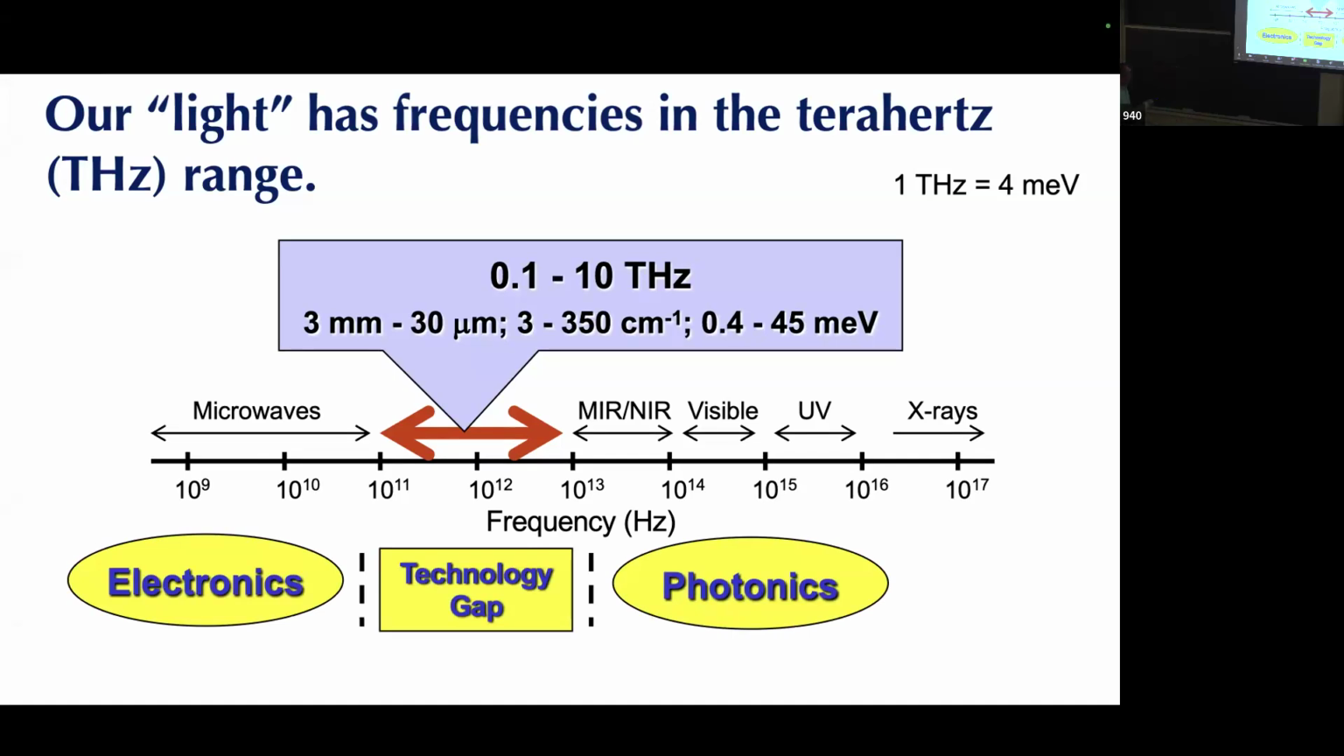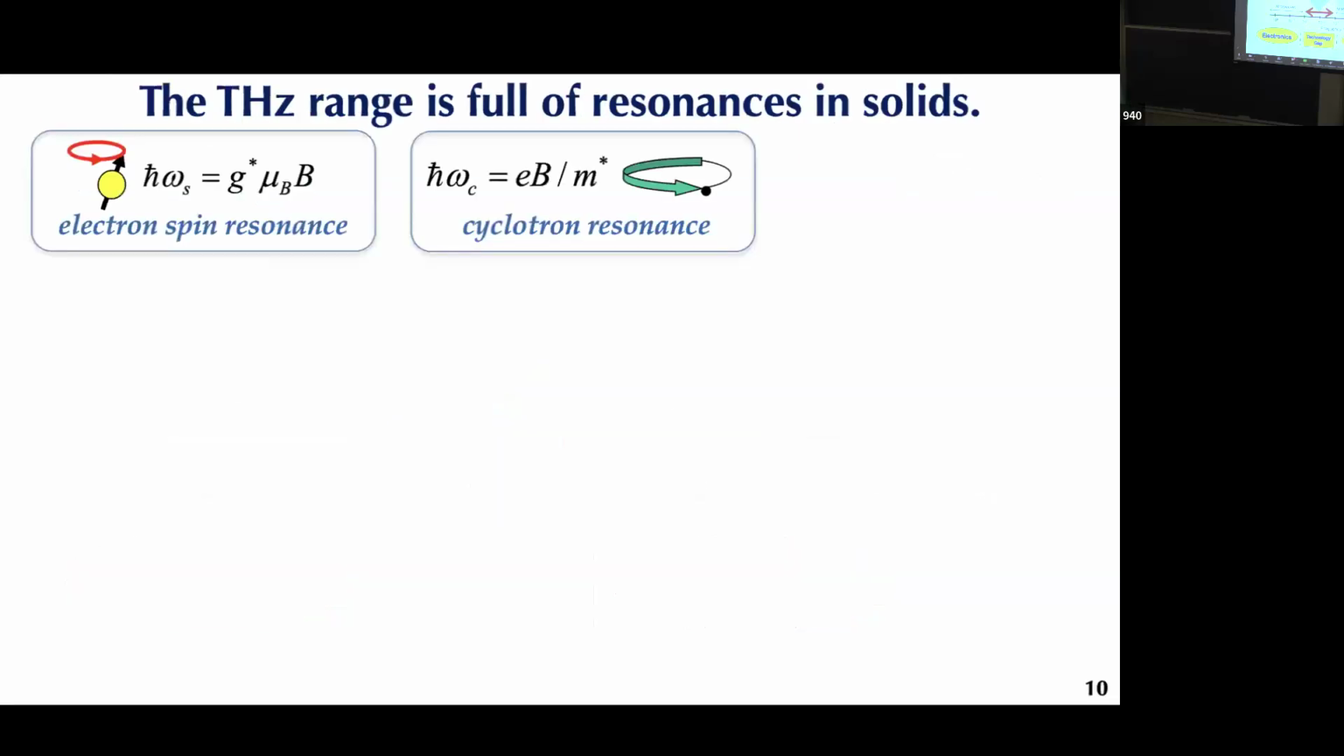So there's mature technology, both on the high frequency electronic side and the photonic side, near infrared and mid infrared. But there's a clear gap in the terahertz range, technologically speaking. But scientifically speaking, this is the richest frequency range for condensed matter physics.